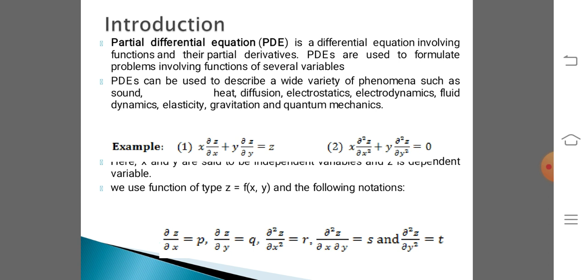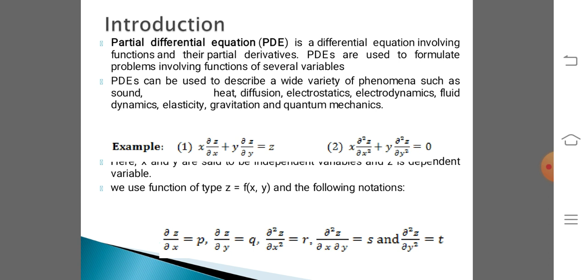Say x into dou z by dou x plus y into dou z by dou y equal to z is an example for PDE. So here the variables appearing in the denominators, namely x and y, are independent variables, and the one which appears in the numerator, namely z, is a dependent variable. And the second example is x into dou squared z by dou x square plus y into dou squared z by dou y square equal to 0. So here also we have two independent variables and one dependent variable.